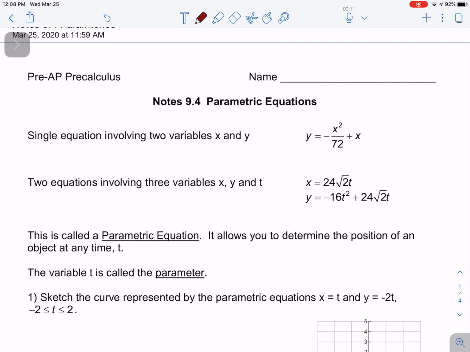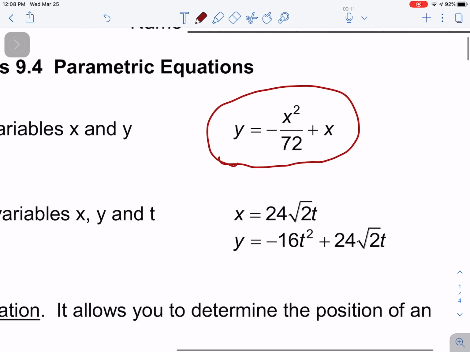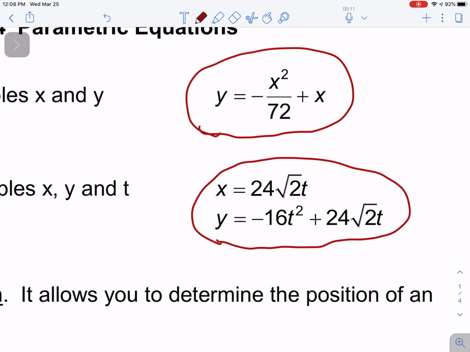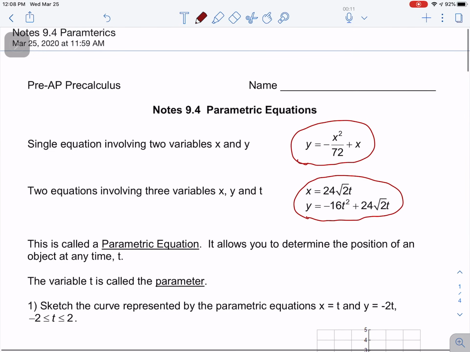So first off, we have this equation right here. It's just something that we're used to. This is a Cartesian equation. This is when we just have variables of just x and y, and we know how to graph stuff like that. But then down here, we're going to get two equations, an x equals and a y equals, and these are parametric equations.